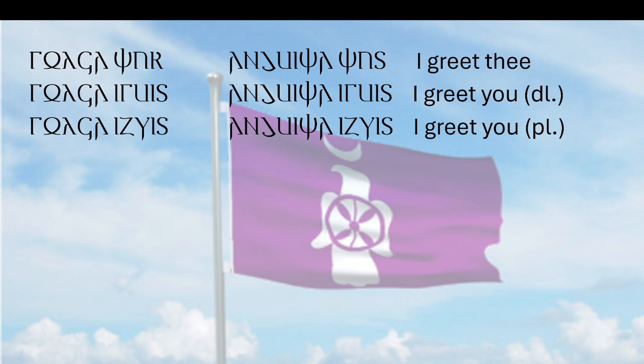Now there's another verb that we can use to say hello to someone, and that verb is this one. So instead of saying the first form, we can say this. Instead of saying the second form, we can say this. Instead of saying the third form, we can say this.